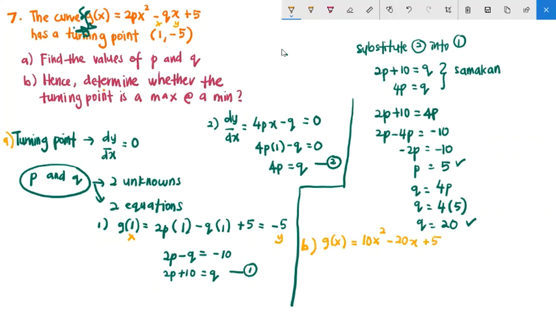Oh, okay, I forgot to mention untuk min max must do the second derivative. Okay, first derivative tadi dy dx is equal to 20x minus 20. Okay. The second derivative, d squared y over dx squared is equal to 20. Okay, differentiate lagi sekali the first differentiation tadi. Okay, so yang ini kita akan differentiate dapatlah 20. This one.